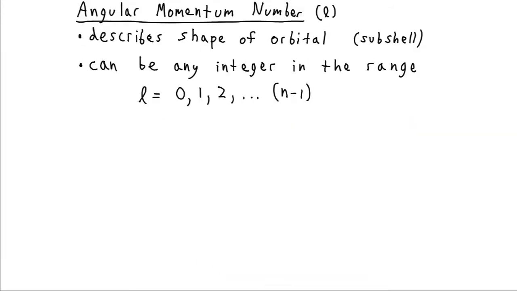Once we've chosen n, we can choose another quantum number called the angular momentum quantum number. And what this quantum number does is it describes the shape of the orbitals of our subshell. This can be any integer ranging all the way from 0 up to 1 less than n. So if n was equal to 3, then L could be 0, 1, or 2.